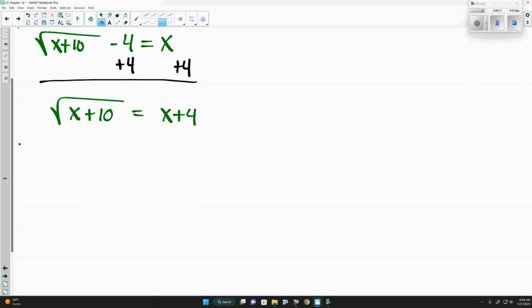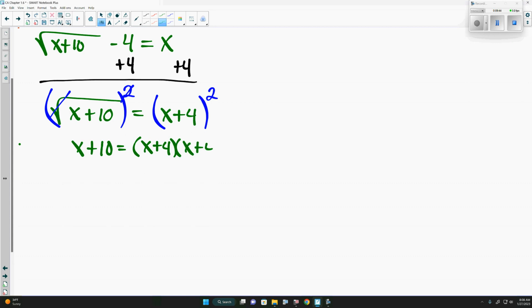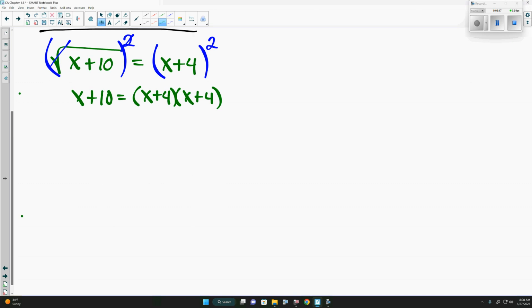Is the radical by itself? Yeah, it's by itself. So what we can do is put both sides to the index of the radical, which is 2. Since it's a square root, we're going to square it. Because the square root and square over here will cancel, leaving us with x plus 10 is equal to, on the other side, x plus 4 squared, which is really saying that we have x plus 4 times x plus 4. We can't just square the x and 4 and get the correct statement.